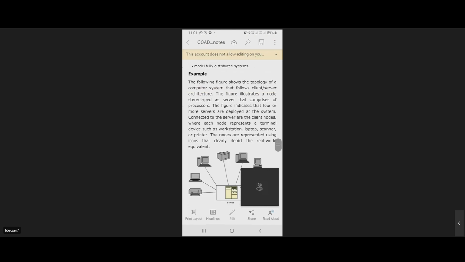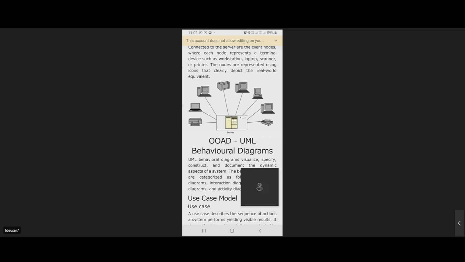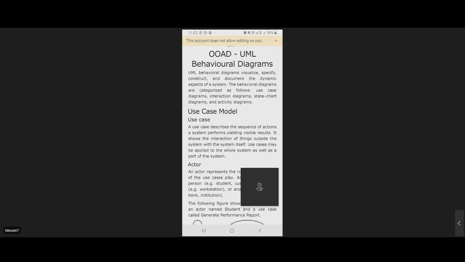So one server will be connected to more than one client. The client may be a system, a laptop, or a printer, something like that. So this is an example diagram for the deployment diagram. Next, the UML behavioral diagrams visualize, specify, construct, and document the dynamic aspects of the system. The behavioral diagrams are categorized as follows: use case diagrams, interaction diagrams, state chart diagrams, and activity diagrams.